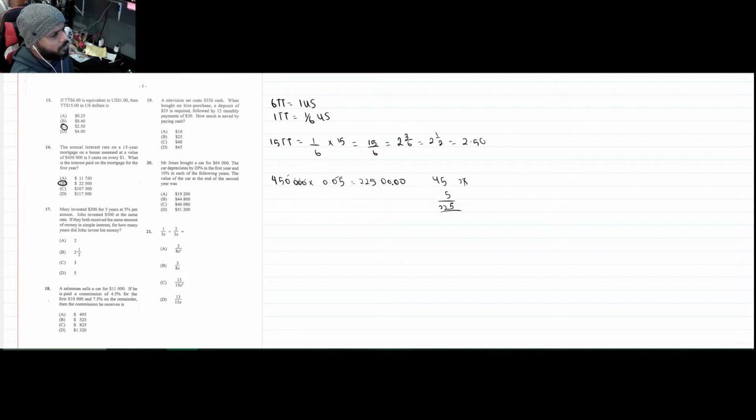Mary invested $200 for 5 years at 5% per year. John invested $500 at the same rate. If they both receive the same amount of money, simple interest, for how many years did John invest? Alright. So Mary, principal by rate by time over 100. 5 into 10 is 2. Mary got $50 interest.